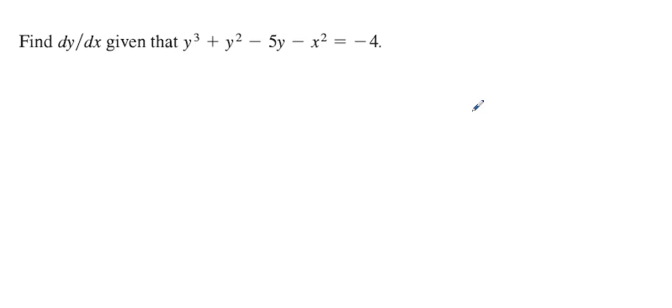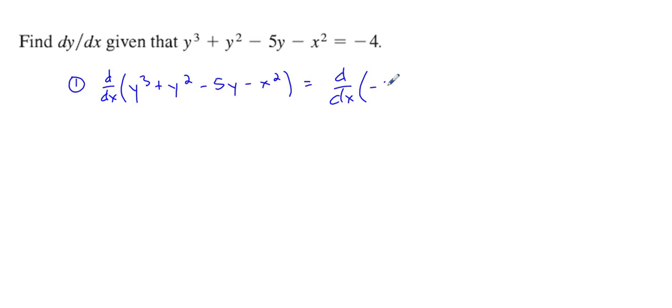Find dy dx given that y cubed plus y squared minus 5y minus x squared equals -4. Well, step 1. Take d dx on both sides. All right, let's do this.